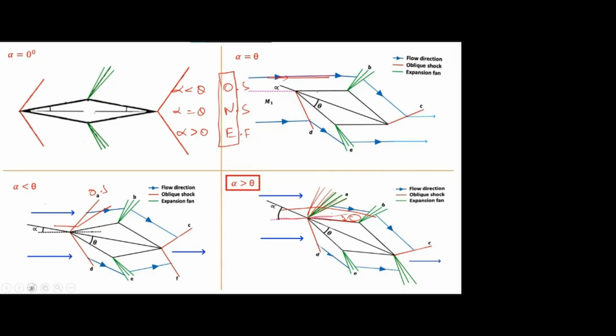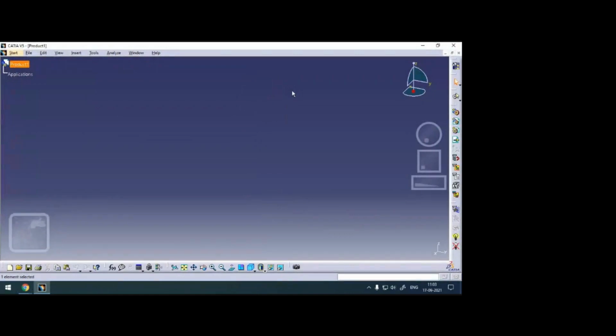Yes, sir. Okay. So what I have taken is theta of 2 degree, alpha of 5 degree. So this is the last case. This is fixed. Only here I will get expansion because alpha is greater than theta. So this condition finally I should get. We will do the design first.